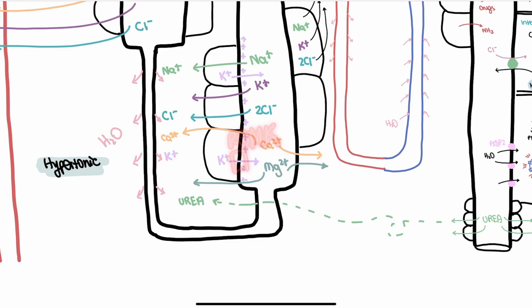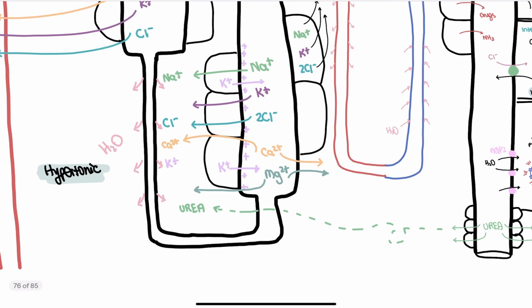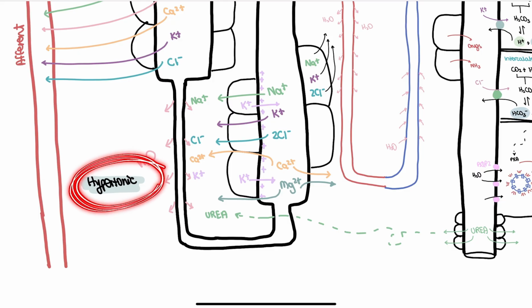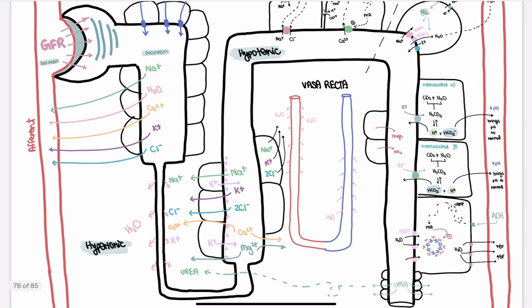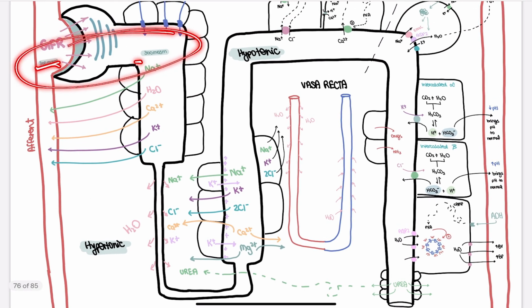And this part of the nephron is impermeable to water because it dilutes tubular fluid and the medullary osmotic gradient is established. So this part is more hypertonic. Remembering that here we talked about how this was equal, so it's isotonic.